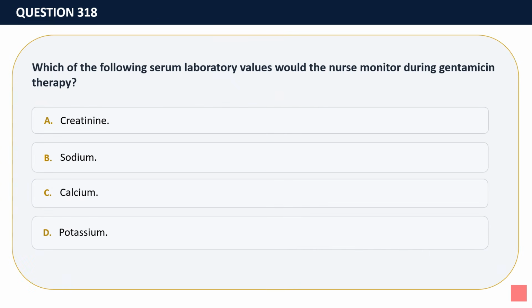Question 318. Which of the following serum laboratory values would the nurse monitor during gentamicin therapy? A. Creatinine. B. Sodium. C. Calcium. D. Potassium.